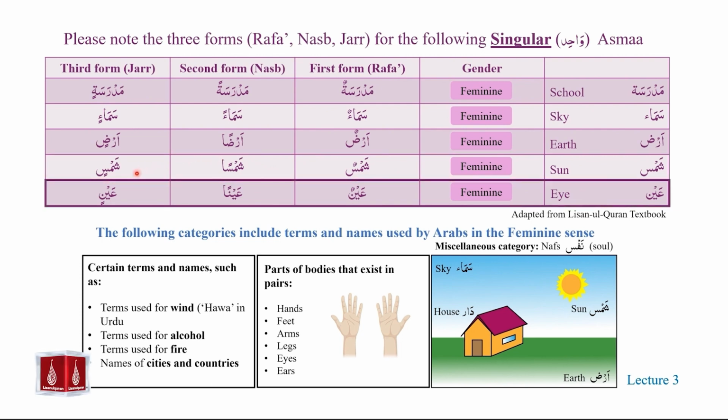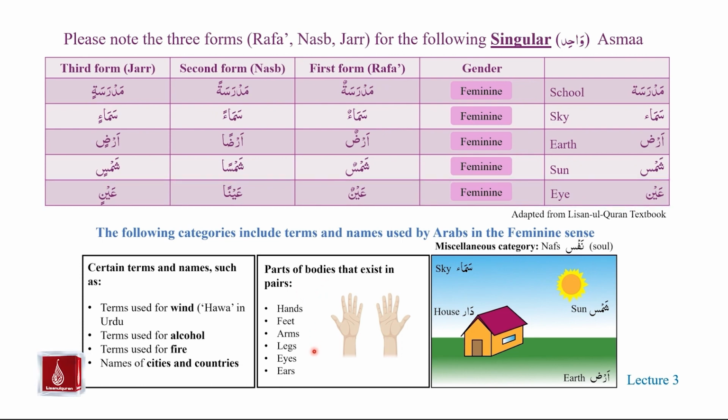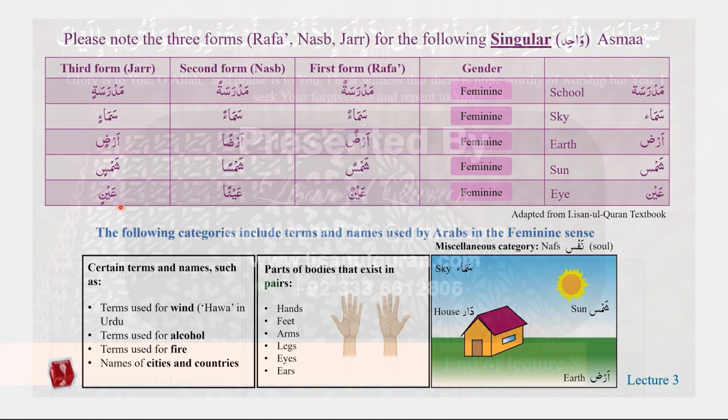Finally, we have the word ain, which means eye. And ain is feminine because it is from the list of body parts that exist in pairs, and therefore they will be listed as feminine. For ain, we have ainun, ainan, and ainin.